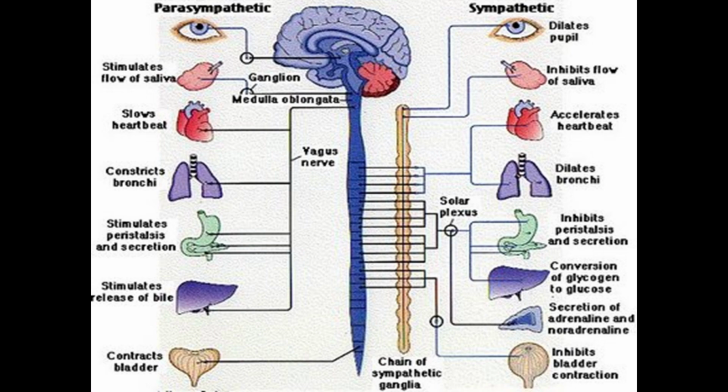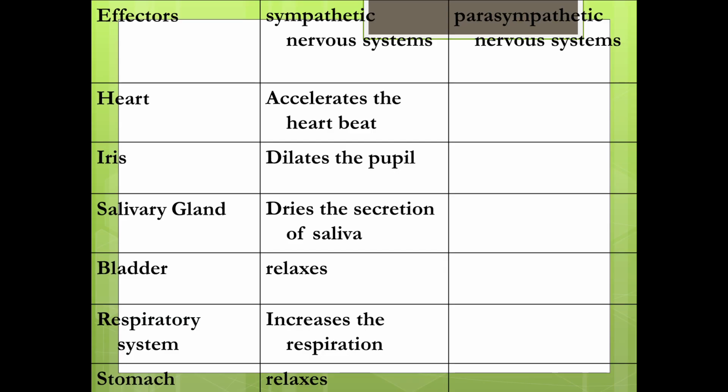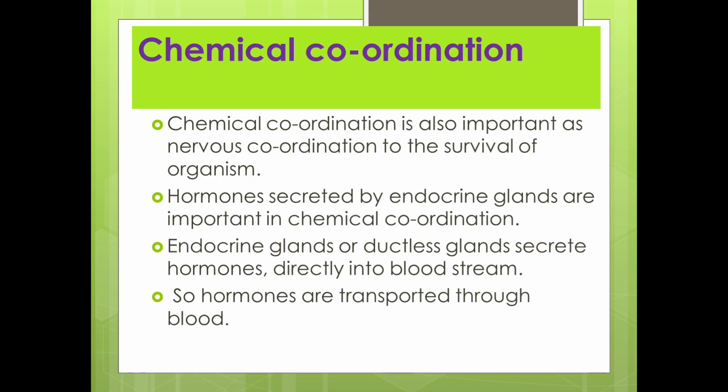You see the same diagram here. Dear children, we have come to the end of the lesson regarding the spinal cord and the peripheral nervous system or the autonomic nervous system. In the next part of our lesson, we will be discussing chemical coordination and homeostasis.